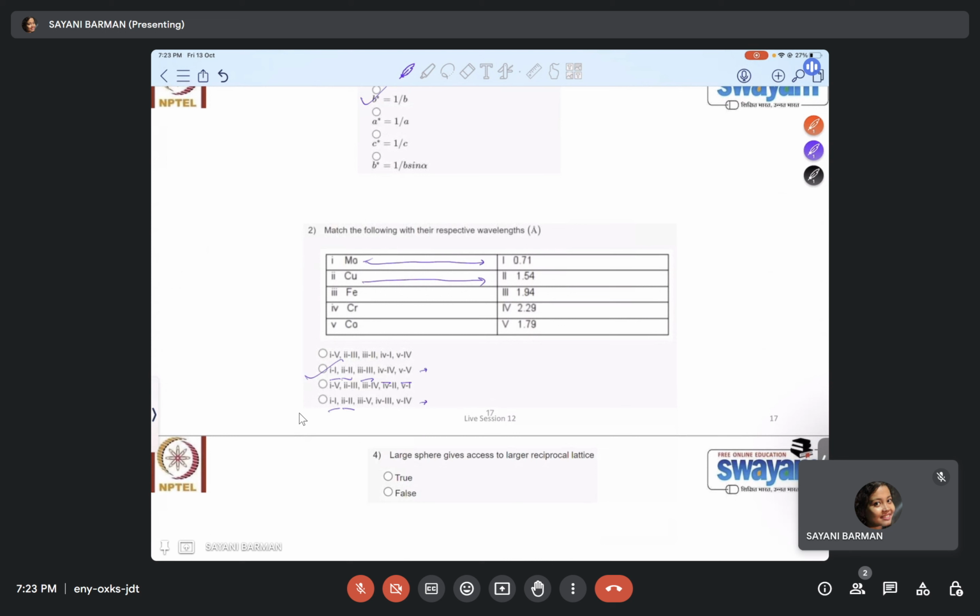The next one is: a large sphere gives access to a larger reciprocal lattice. A large sphere means a large Ewald sphere, which means shorter lambda radiation, right? So it will provide high resolution in the reciprocal lattice, meaning it will be beneficial to resolve smaller features in the crystal structure. Yes, it's true.